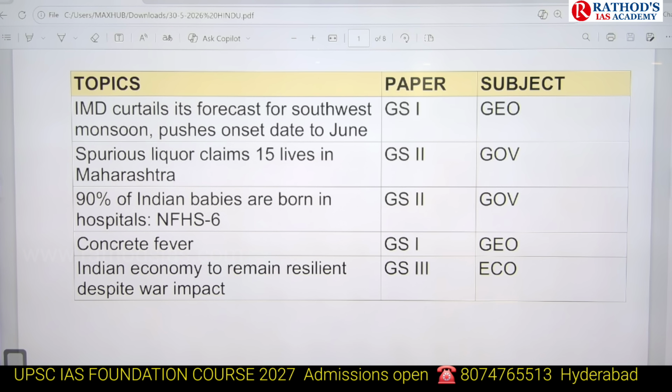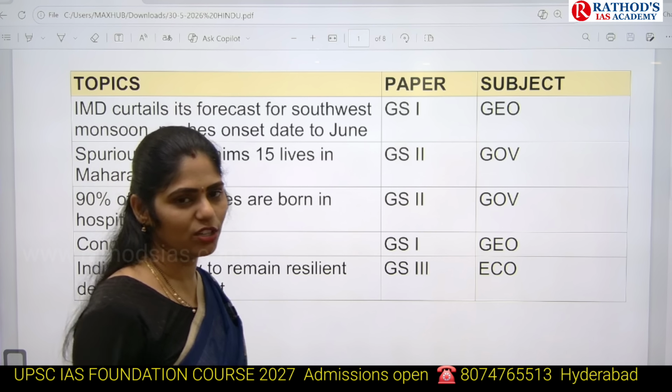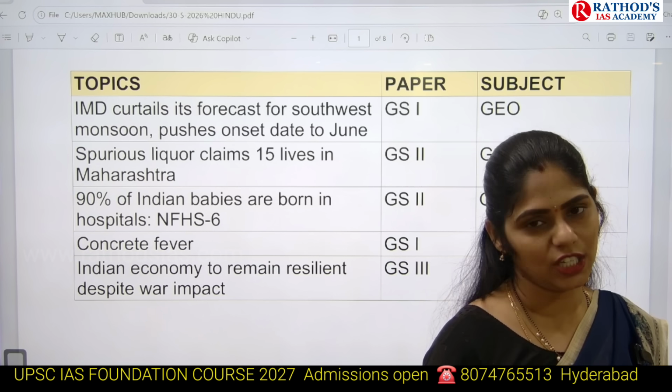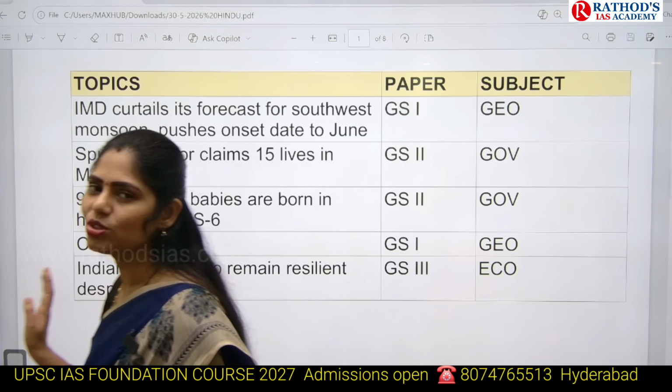Our next topic is Indian economy to remain resilient despite war impact. This article is talking about the impact of the West Asian crisis on the Indian economy, and this topic is important from your GS paper 3 under economy. So these all are the topics we are now going to see in this class.